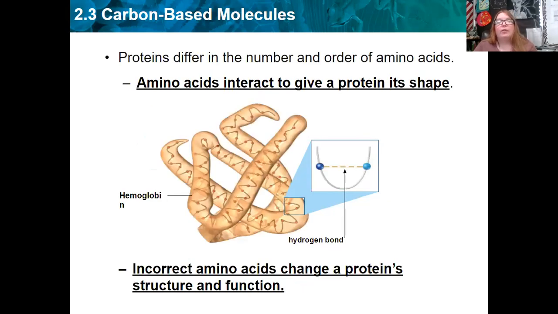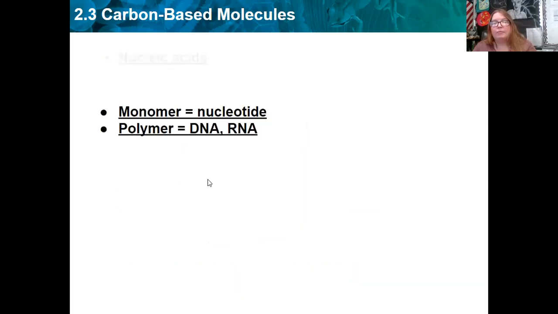Okay, so the order of amino acids lets a protein have its shape. So there's the order of the amino acids and then they fold in on themselves. If you put the incorrect amino acids in there, that's going to change the whole shape of the protein. This is what happens when you cook meat. You apply heat and you change some of those bonds and it changes the shape and thus the protein. So it can't do what it normally does if you change its shape.